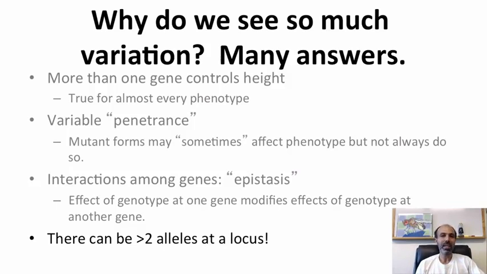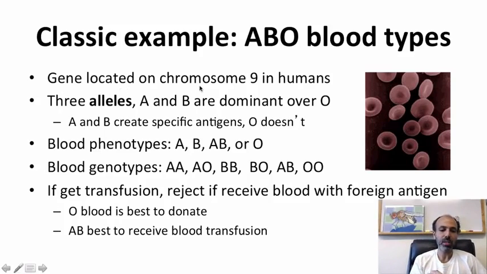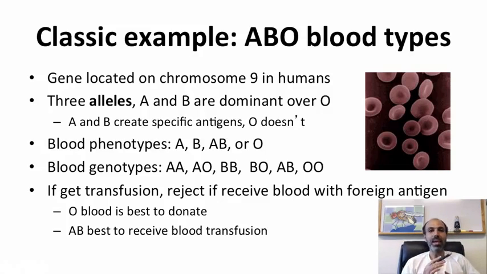Probably the most famous example of this is this classic example of A, B, and O blood types. Now, these are related to variation at a gene located on chromosome 9 in humans. There are three alleles, A, B, and O, as you see from the title. A and B are both dominant over O, but A and B are not dominant over each other.